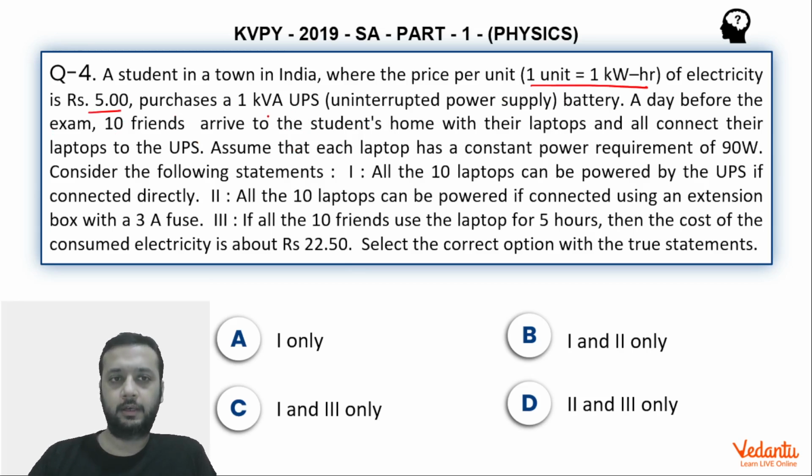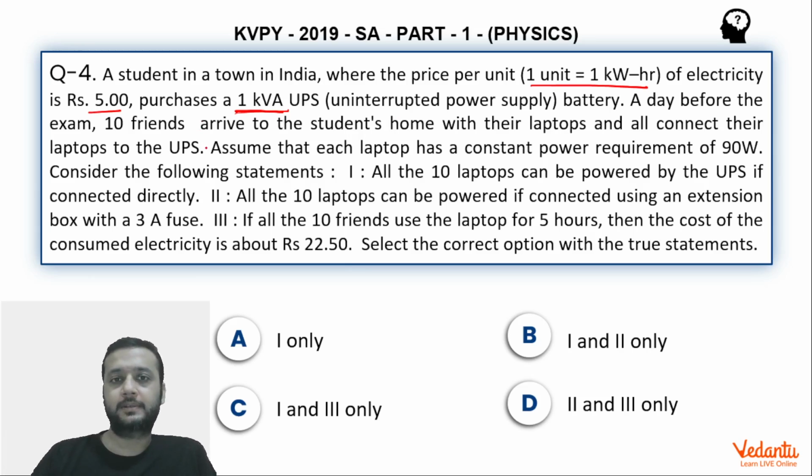Okay, now a student has purchased one UPS, whose rating is 1 kilovolt ampere. So what is 1 kilovolt ampere? Basically, if you think carefully, kilovolt is a unit of voltage and ampere is a unit of current. So kilovolt is 1000 volts into ampere. So 1000 volts into ampere means voltage into current means power. So basically this is a unit of power, 1000 watt. 1000 volts into ampere is 1000 volt ampere. That means 1000 watt. So basically this UPS has a power rating of 1000 watt. Hence it can generate a power of 1000 watt, right?